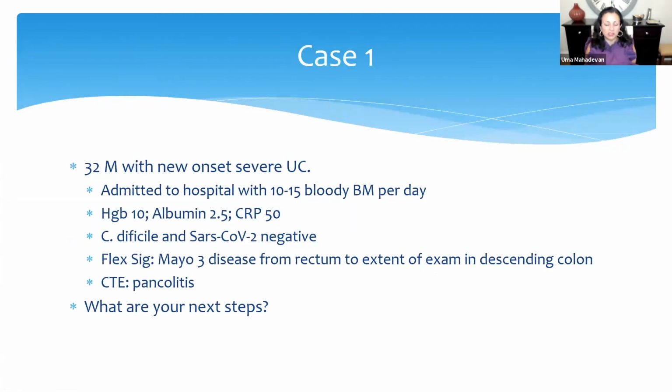because these are just one-page case vignettes. So this is a 32-year-old man with new onset severe ulcerative colitis who's admitted to the hospital with 10 to 15 bloody bowel movements per day. Hemoglobin's low at 10, albumin's low at 2.5, CRP's high at 50, C. diff and SARS-CoV-2 negative. Flex sig shows Mayo 3 disease from the rectum to the extent of exam, the descending colon. CTE shows pancolitis.